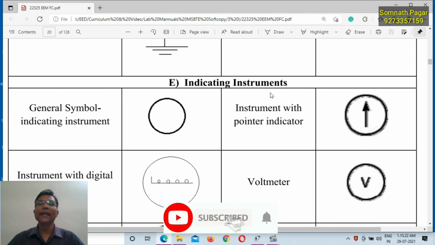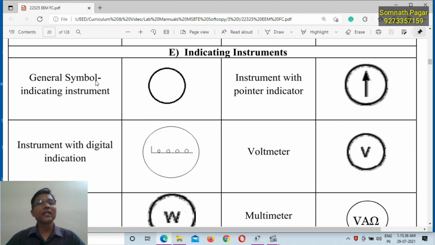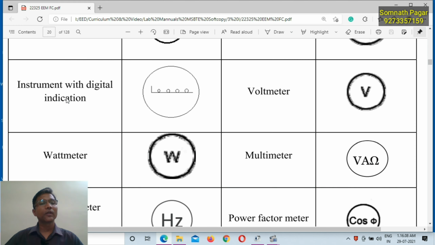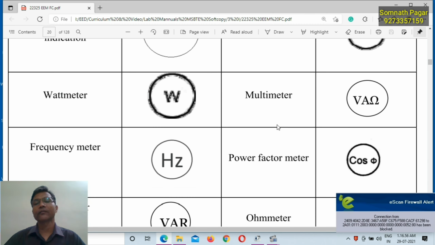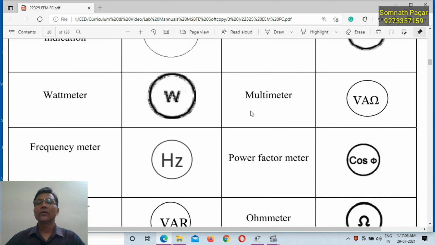Now we'll see indicating instruments. The general symbol for an indicating instrument is shown using such a circle. Instruments with a pointer indicator are shown using such a symbol with an arrow. Instruments with digital indication are shown using such a symbol. For voltmeter, V is shown in a circle. For wattmeter, W is printed in a circle. For multimeter, V A ohm is mentioned in a circle. It means that the multimeter can be used to measure voltage, current as well as resistance.